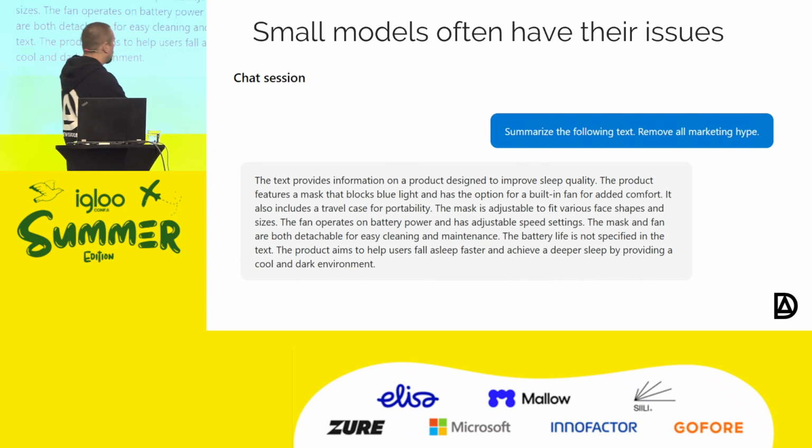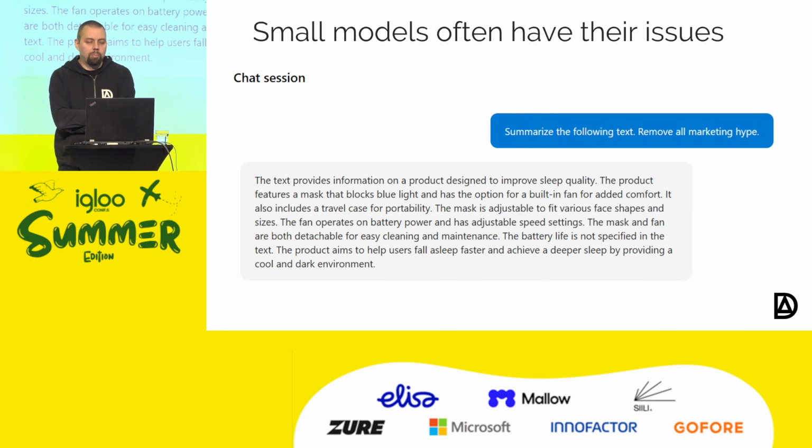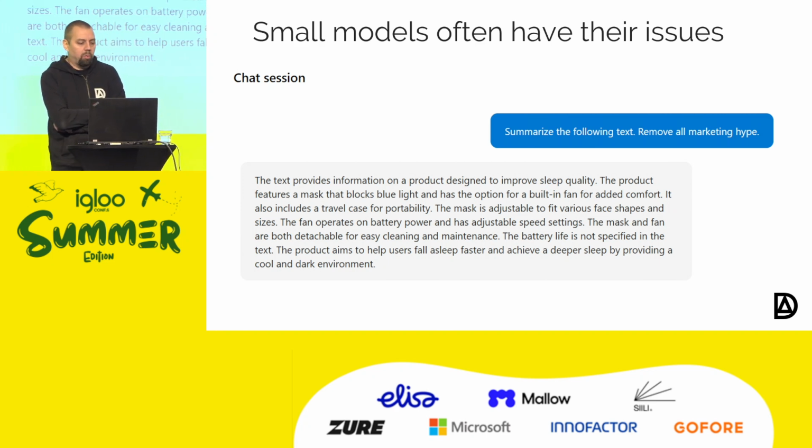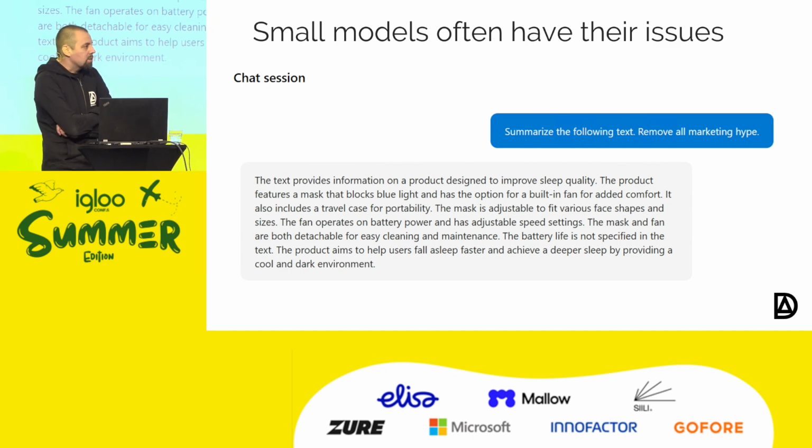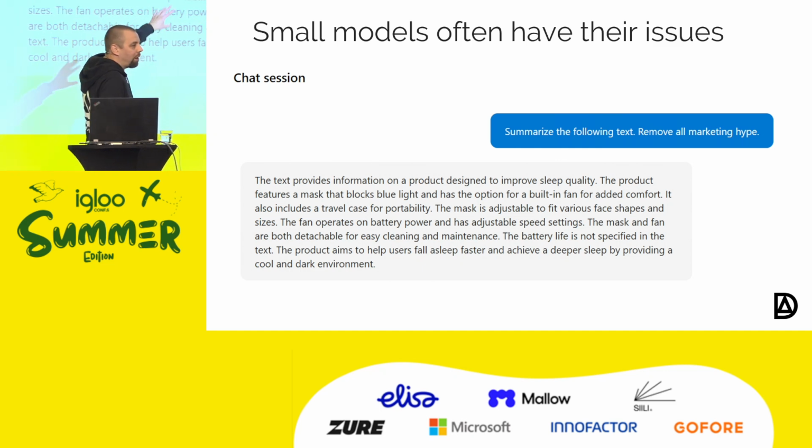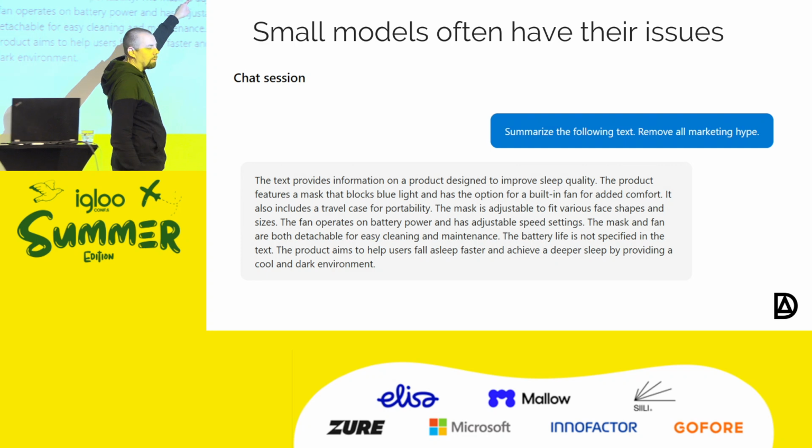The text provides information on product design to improve sleep quality. Where did that come from? Then it goes on to describe lines and lines of some kind of a mask that goes on your face. And it helps me achieve deeper sleep by providing a cool and dark environment. So that's a hallucination happening right over there in a very simple prompt.